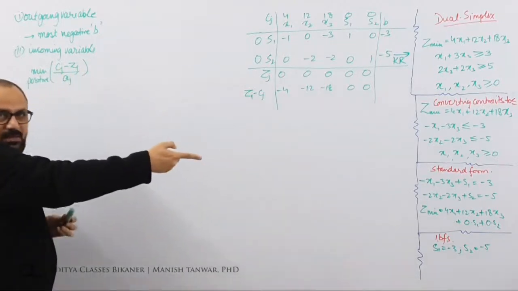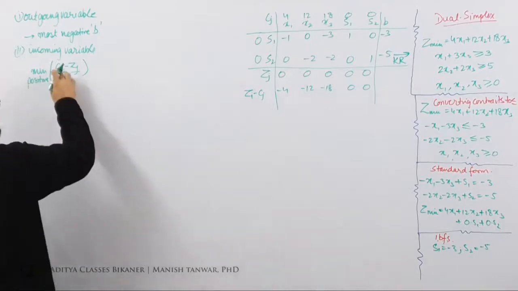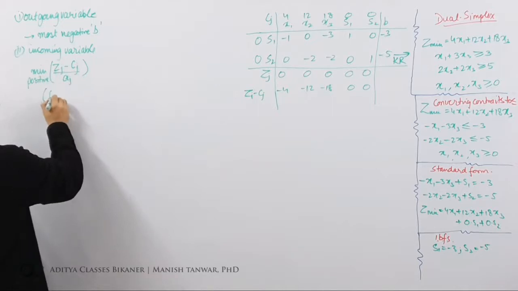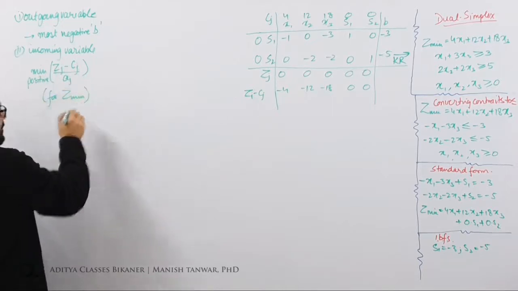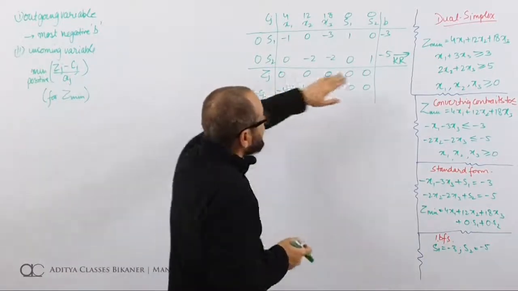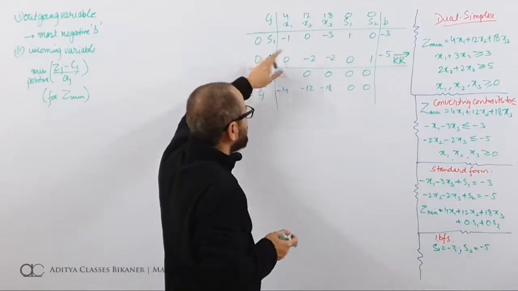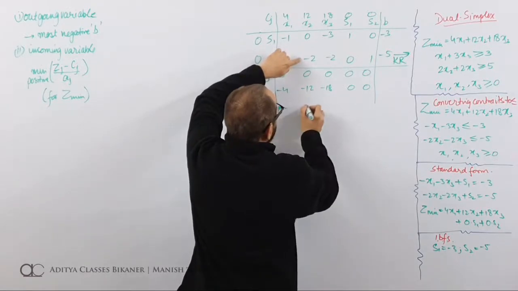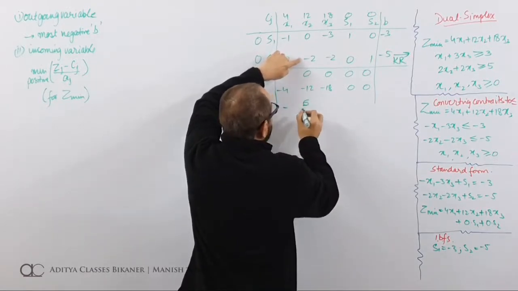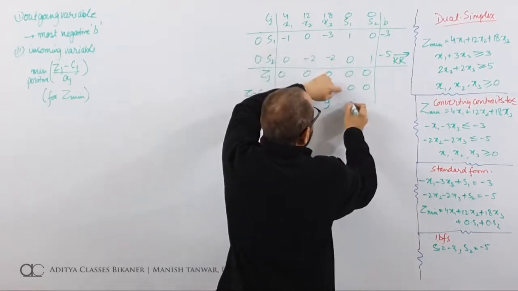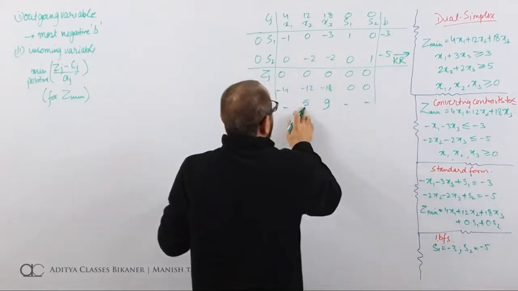Now because I am solving a minimization problem, Zmin, I'll convert it to Zj minus Cj. Zj minus Cj divided by Aij. This is my key row. -4 divided by 0 would be infinite. I need minimum positive. -12 divided by -2 would be 6. -18 divided by 2 would be 9. You can leave these.